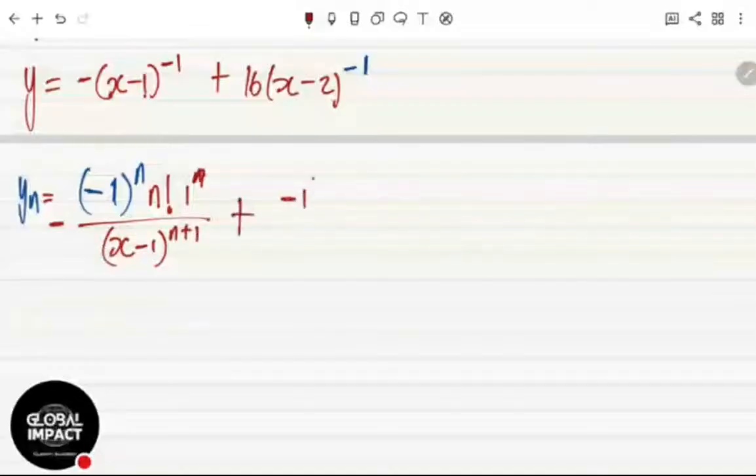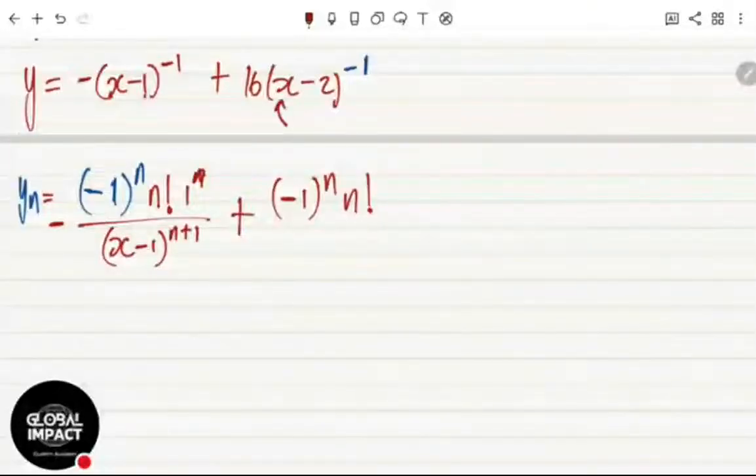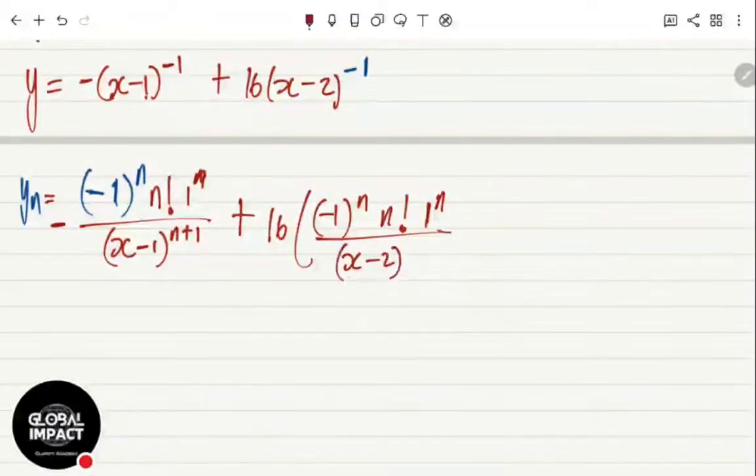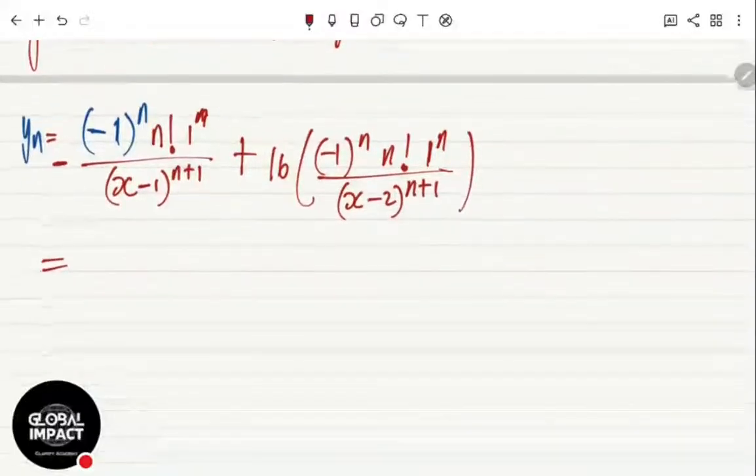Plus negative 1 to the power of n factorial. There is a 16, by the way. 16 is just outside. So it's negative 1 to the power of n factorial. Then there is just a 1 before x, so it's 1 to the n, all over x minus 2 to the power of n plus 1. This is going to be equal to, we are done.